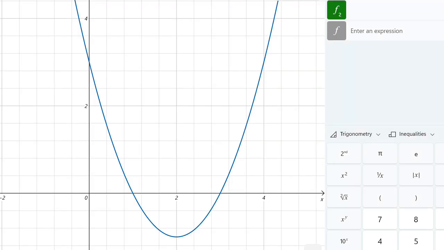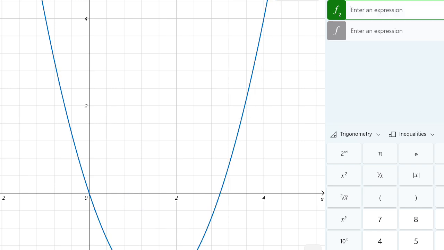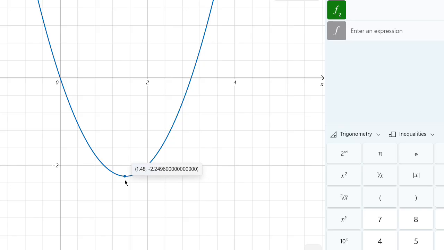So if we visualize it so that I have a clearer understanding, the graph of x squared minus 3x looks like this, right? And you can see that the minimum point of the curve is what?